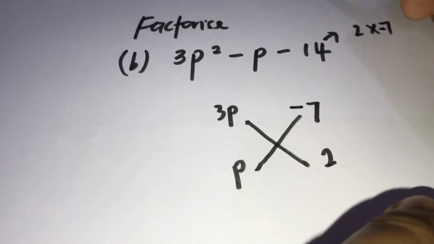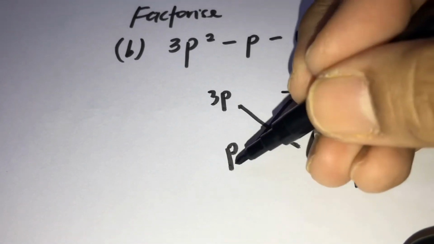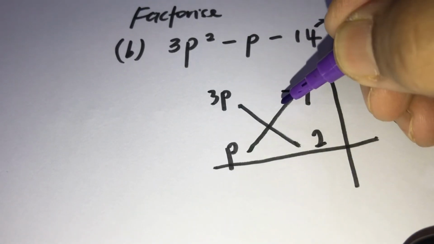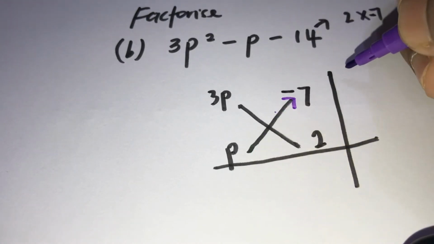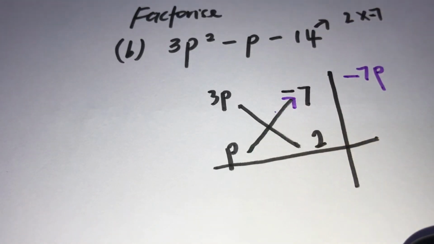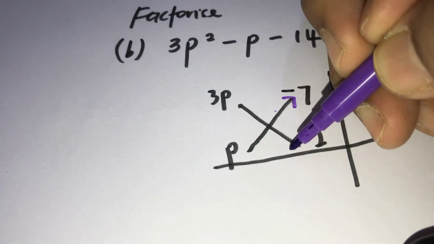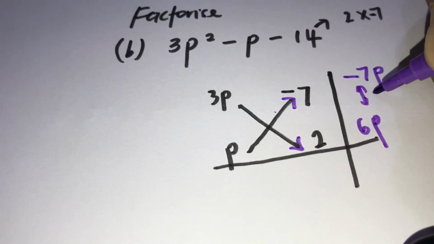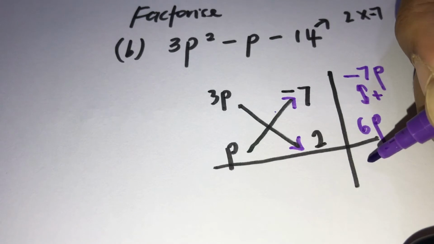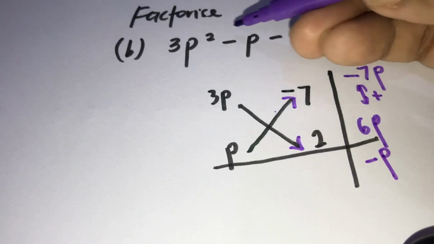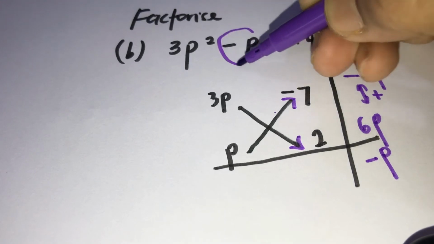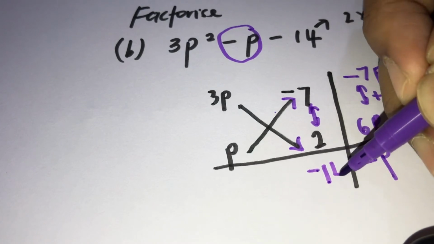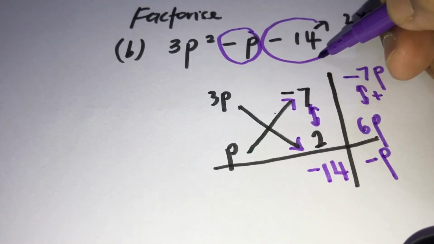Okay, now you check the answer. You cross p times negative 7, you get negative 7p. And then 3p, cross like this, 3p times 2, you get 6p. Then negative 7p plus 6p, you get negative p. Negative 1, then it's right. This one negative p, here also negative p, correct. And then negative 7 times 2, negative 14. Here negative 14, here negative 14, correct.